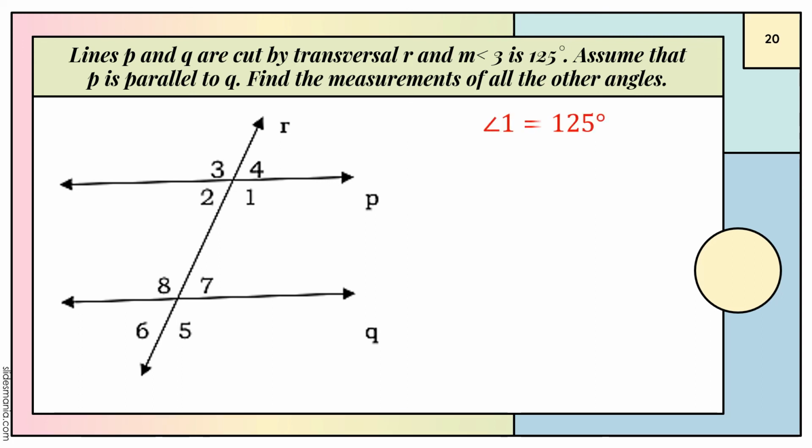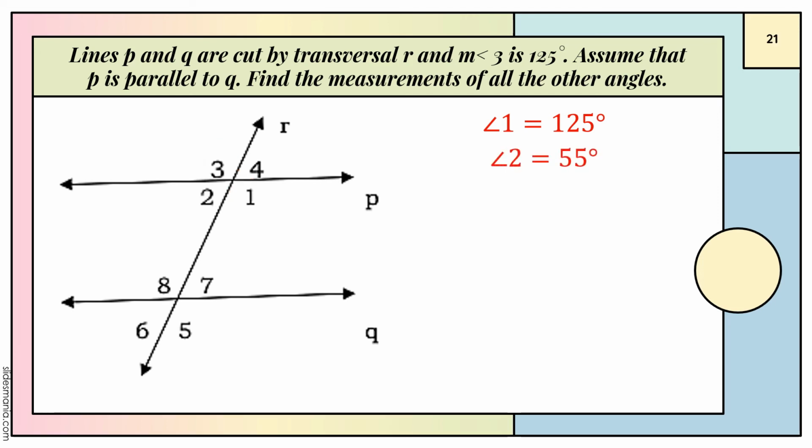So let us start with angle 1. The measurement of angle 1 is 125 degrees. Why and how did it happen? Since we are given angle 3, which measures 125 degrees, and as you can see, angle 3 and angle 1 are vertical angles. Therefore, the measurement of angle 1 is 125 degrees also.